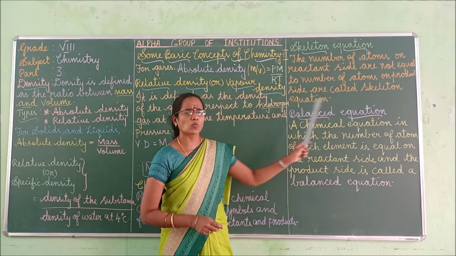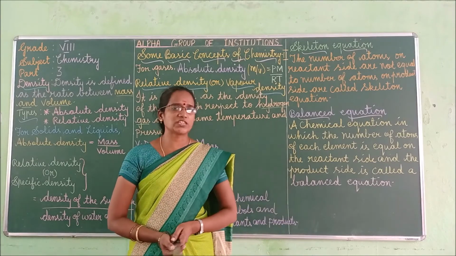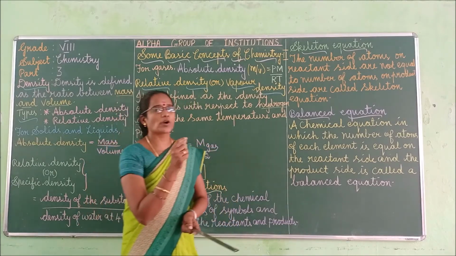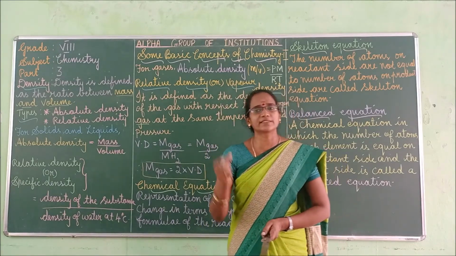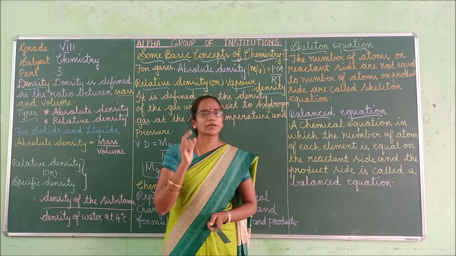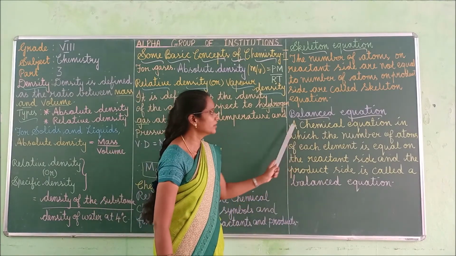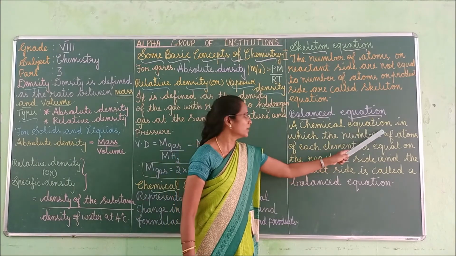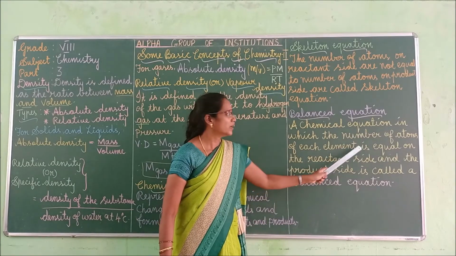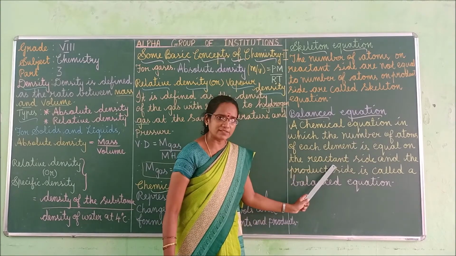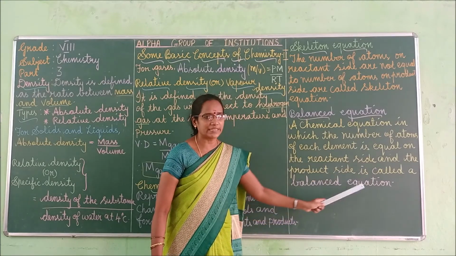Next one is, what is a balanced equation? If the product side is equal to the reactant side, then we can say it is a balanced equation as per the law of conservation of mass. See the definition: a chemical equation in which the number of atoms of each element is equal on the reactant side and the product side is called a balanced equation.